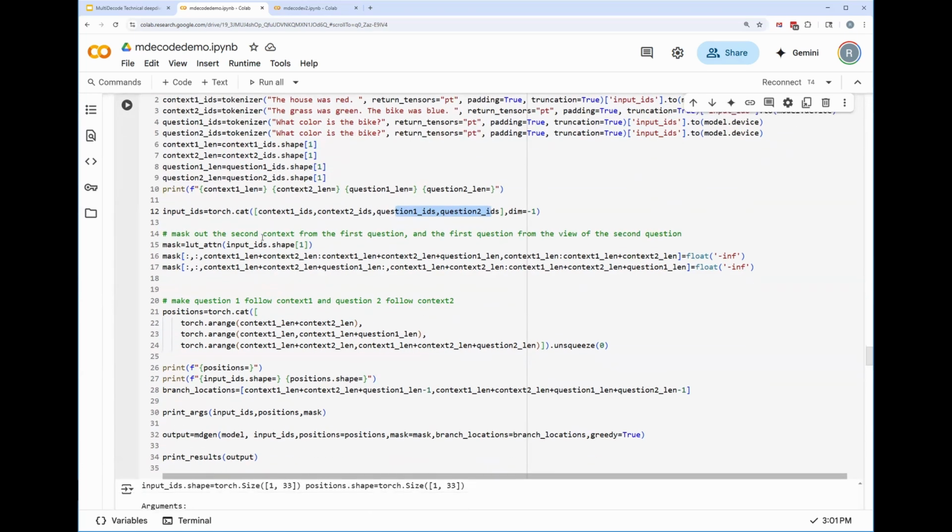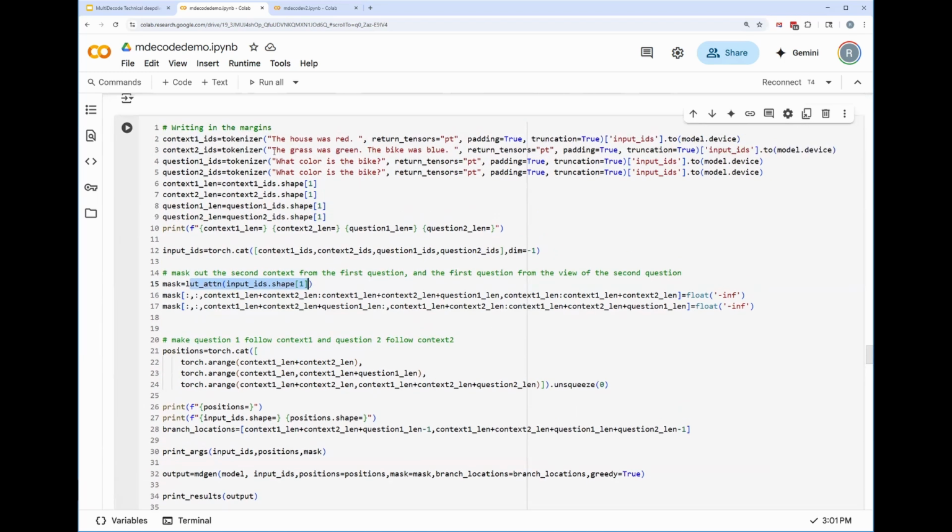All right. So in this case now, we again start with a lower triangle, but we're going to mask out different stuff. So for question 1, we don't want it to see the grass was green, the bike was blue. We just want it to see the house is red. So we have to zero out that. And in question 2, we don't want it to see question 1. It's going to see all of the context, both context 1 and context 2, but we don't want it to see question 1. And so that's what this magic does here.